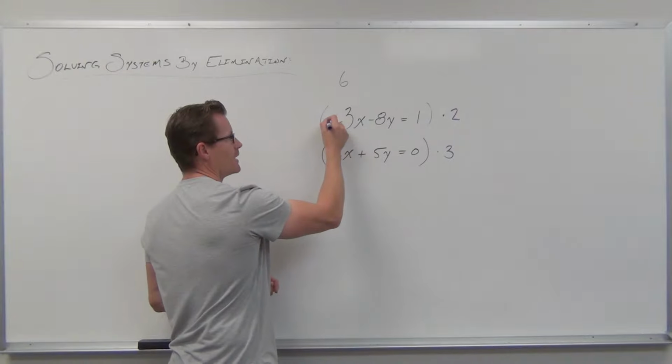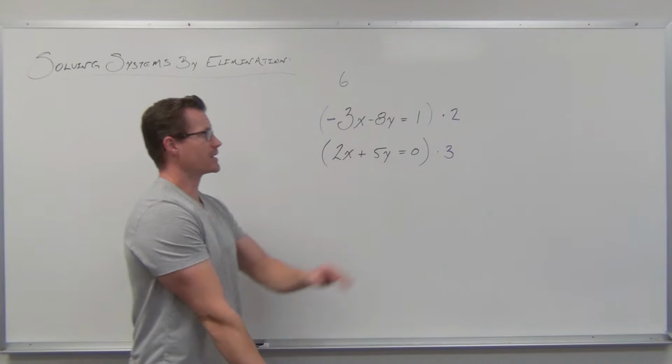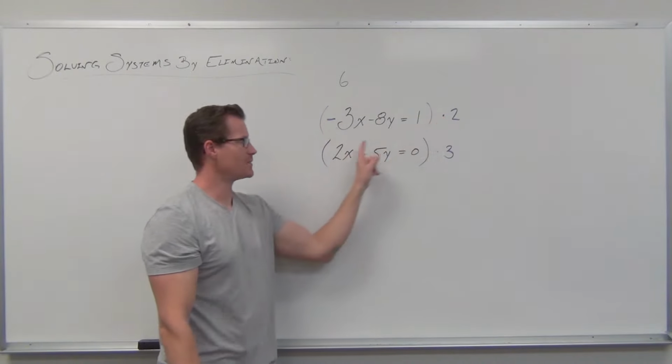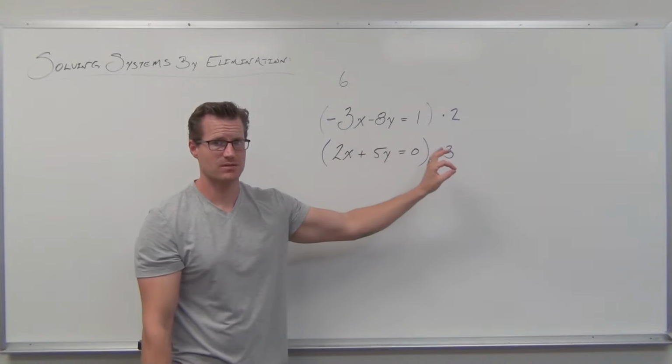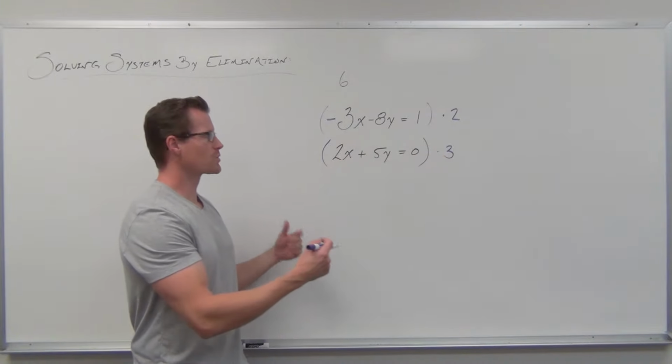So let's change that back. I did have -3. I'm going to keep +2 because that's -6. I'm going to keep +2 and +3 because that's +6. I get opposite terms there. So let's go through it.